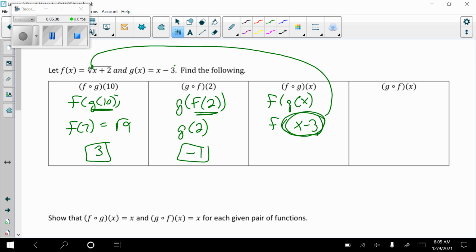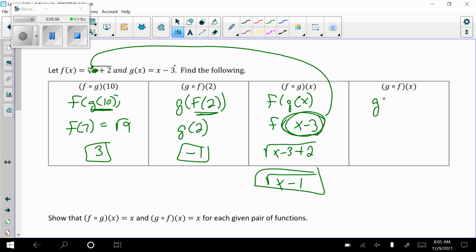So let me show you what I mean. Anytime you see an x, you're going to put whatever that g function is. So right there, instead of putting an x, I'm going to put x minus 3. And then just simplify it like that.